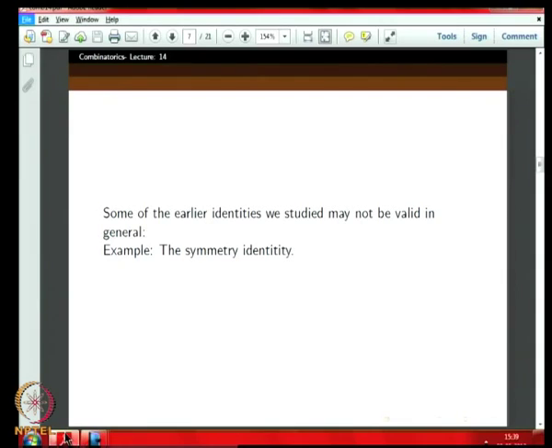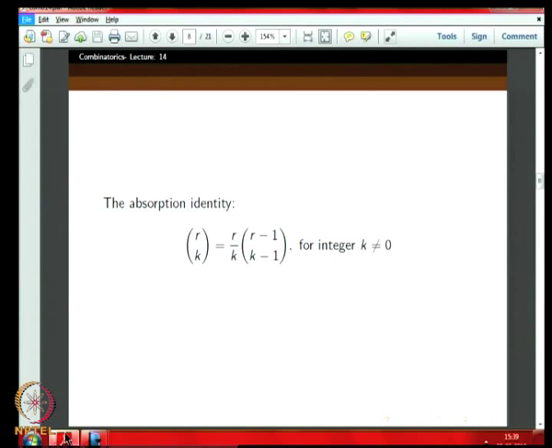This probably we have not seen before. This is called the absorption identity. This means r choose k equals r by k into r minus 1 choose k minus 1, and this works for all integers k not equal to 0, and there is no restriction on r. So I will repeat once again.